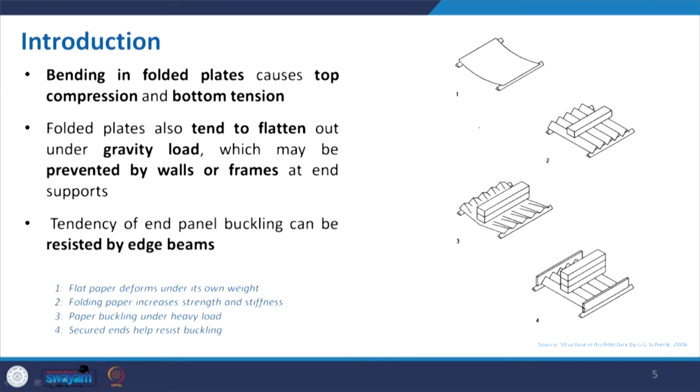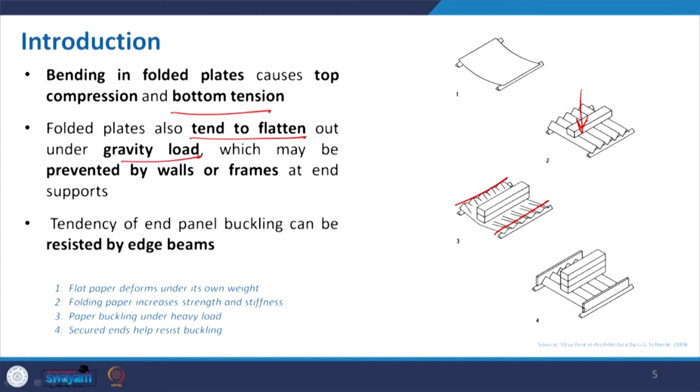Now, again, a similar thing with the support: a single sheet can have bending. When you make the fold, it can hold some load, but when you add more load, as I just tried with a lighter one and the heavier one, it falls. But if you support this end condition, then it can again resist more load. Now, this is basically the bending in folded plates, causing top compression and bottom tension, similar to your truss, and it will tend to flatten out due to gravity load.